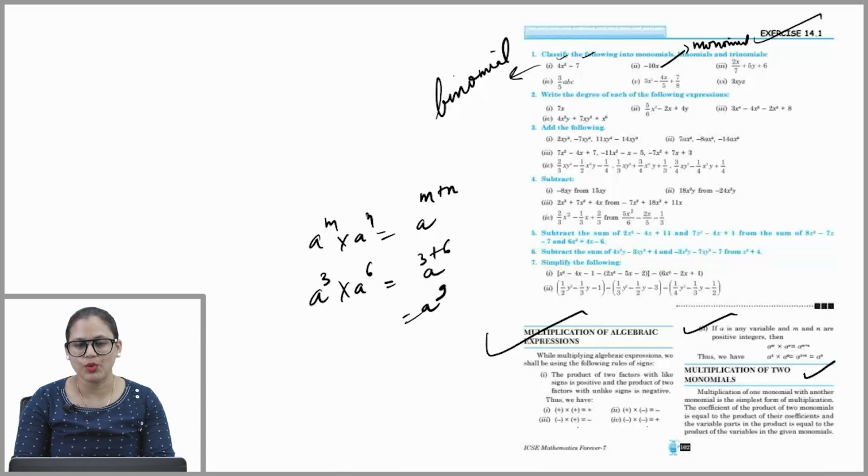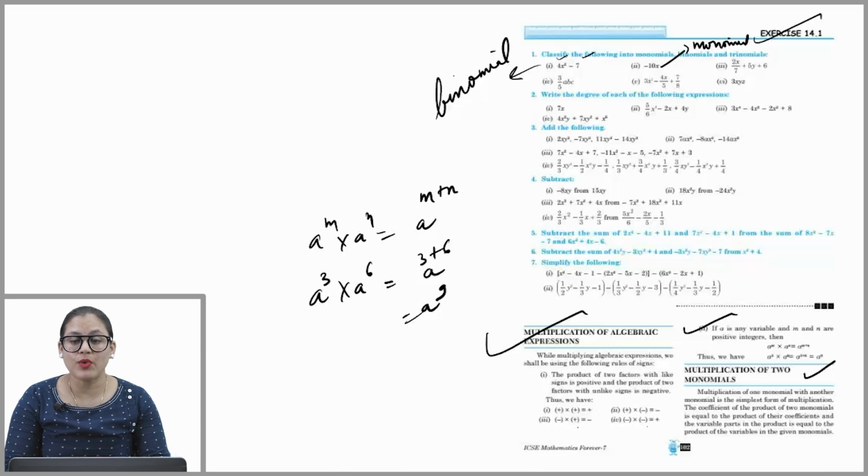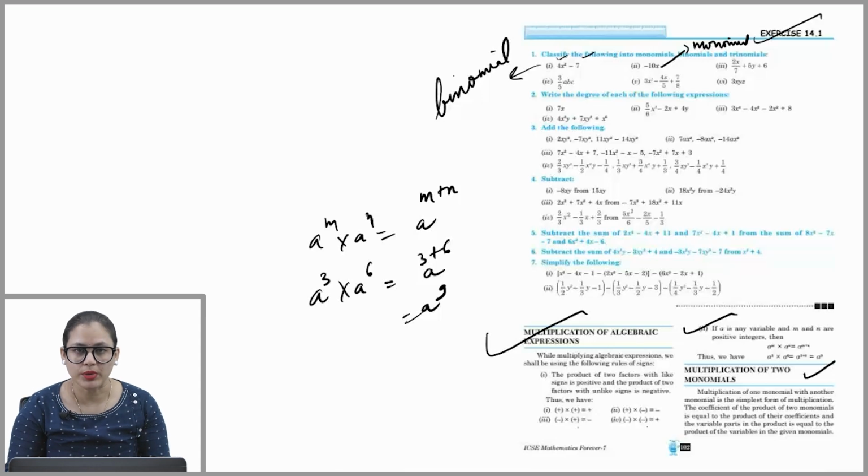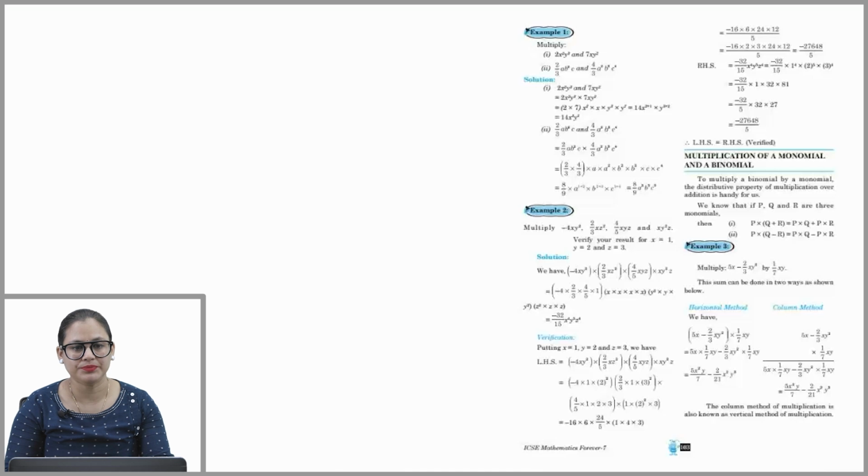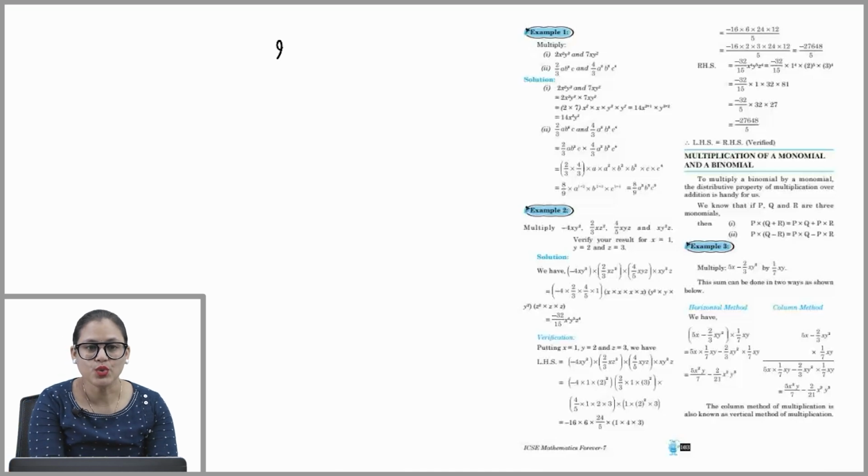Next, multiplication of two monomials. Multiplication of one monomial with another monomial is the simplest form of multiplication. The coefficient of the product of two monomials is equal to the product of their coefficients, and the variable part in the product is equal to the product of the variables in the given monomials. Example: multiply 2x square y cube and 7xy square.